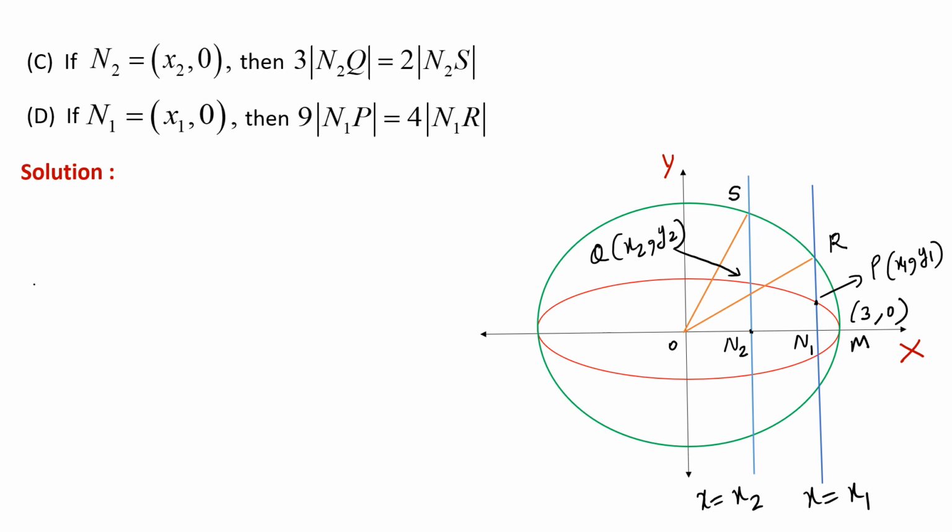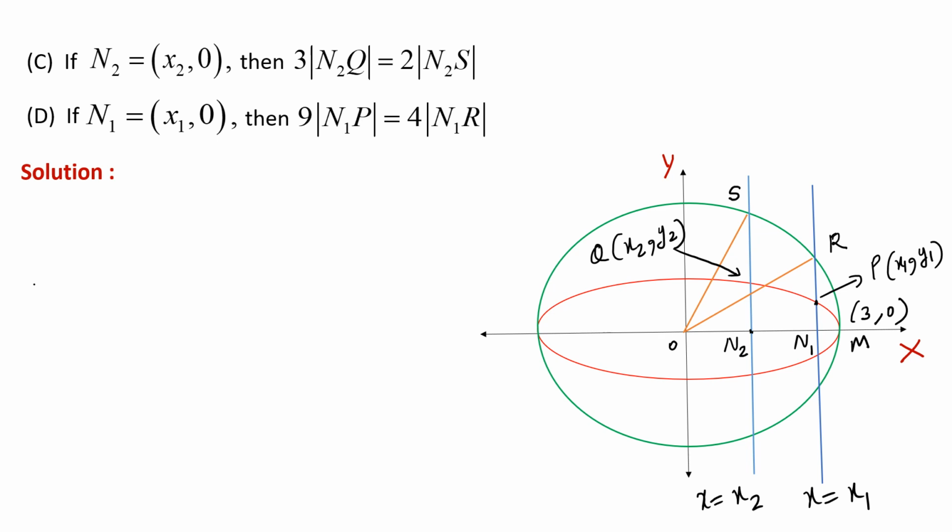Now students, we are also given that angle ROM is equal to pi by 6 and angle SOM is equal to pi by 3. This clearly implies that the eccentric angles of the points P and Q are pi by 6 and pi by 3 respectively. Now we know that if theta is an eccentric angle for a point lying on the ellipse x square upon a square plus y square upon b square equal to 1, then the coordinates of this point are (a cos theta, b sin theta), and the coordinates of its corresponding point on the auxiliary circle are (a cos theta, a sin theta).